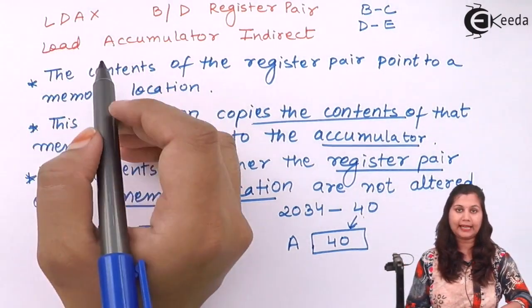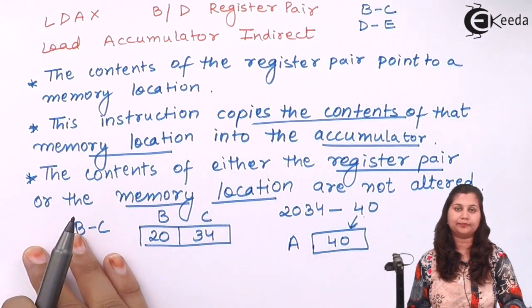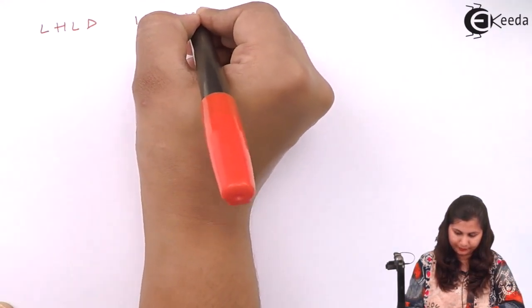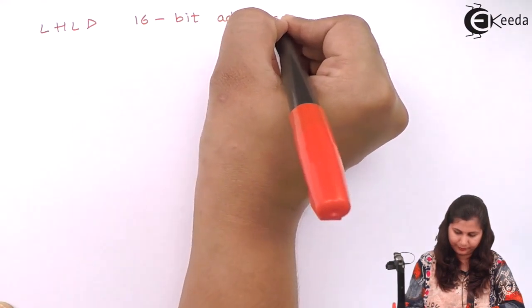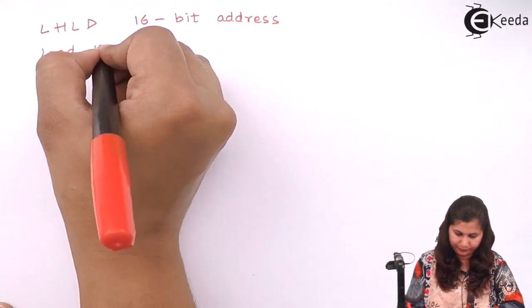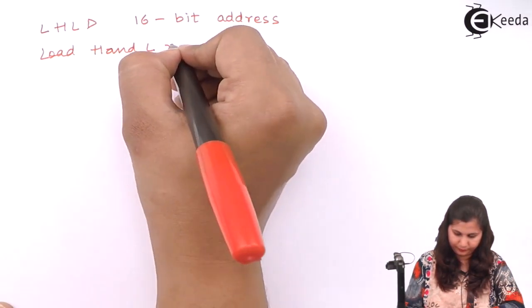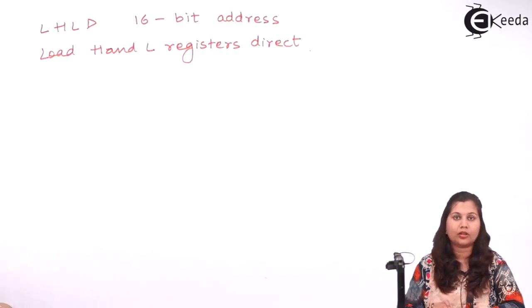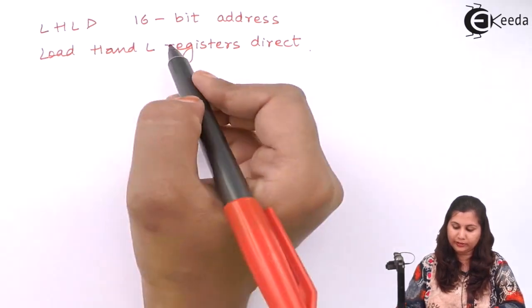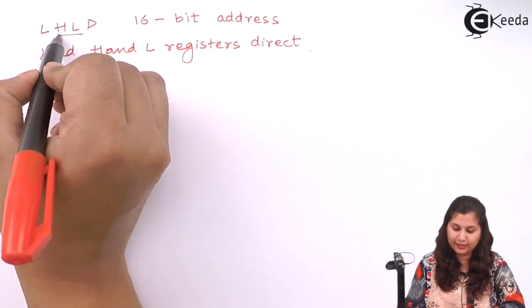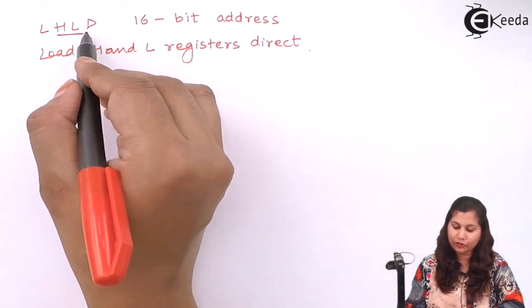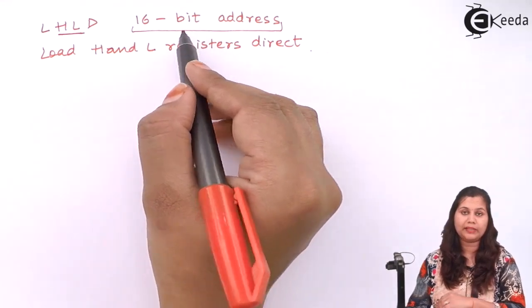So this was LDAX, that is loading the accumulator indirectly. Next instruction is LHLD. So this instruction is loading the H and L registers directly. HL is in the instruction itself, so you can remember that it is loading the H and L registers directly, and the operand is a 16-bit address. So this will be a memory location.